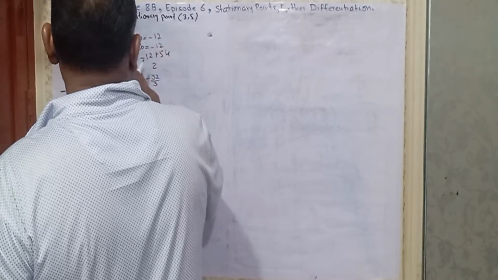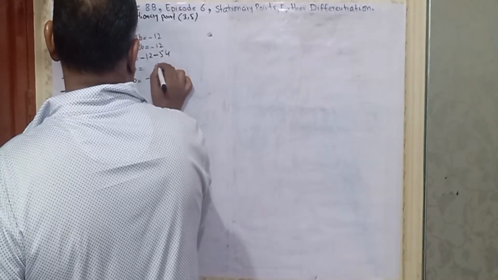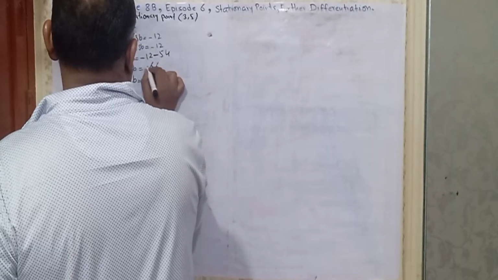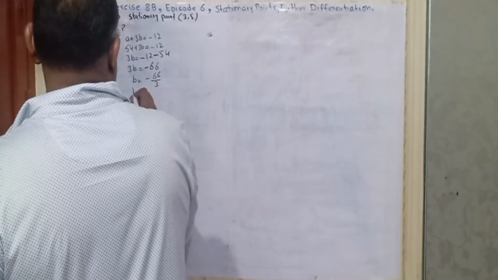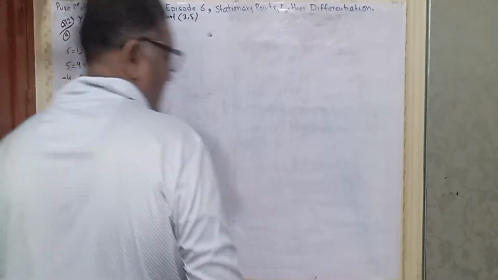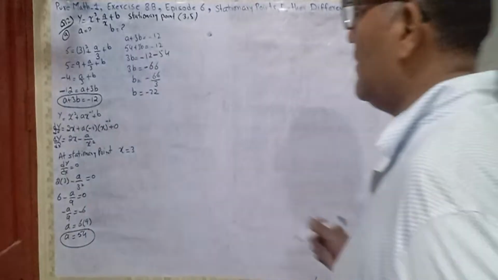minus 12. So when this goes there, this becomes minus 54, and this becomes 66 divided by 3. So b is equal to minus 22. Now it's correct. Yes, sir. You see, we got the value of b, that's minus 22. This is correct. So that's the a part, where we had to find the value of a and the value of b. I made a mistake with the sign.